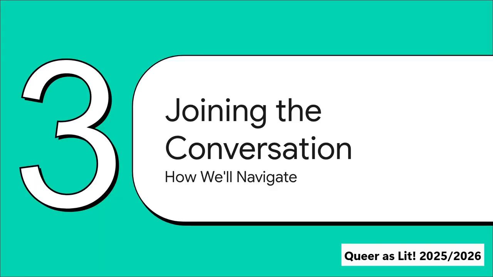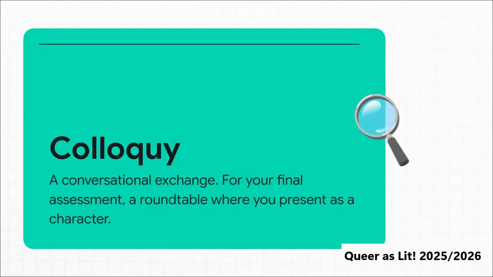So how are we going to do all this? Well, this course is designed to be a dialogue, not a lecture. The voices we read are part of this huge conversation across time, and you're invited to join in. So your final assessment is designed to reflect that really interactive spirit. So get this, instead of a traditional final essay, you'll be participating in what's called a colloquy. It's this dynamic, conversational roundtable where you'll actually bring a literary character to life, speaking entirely from their perspective.